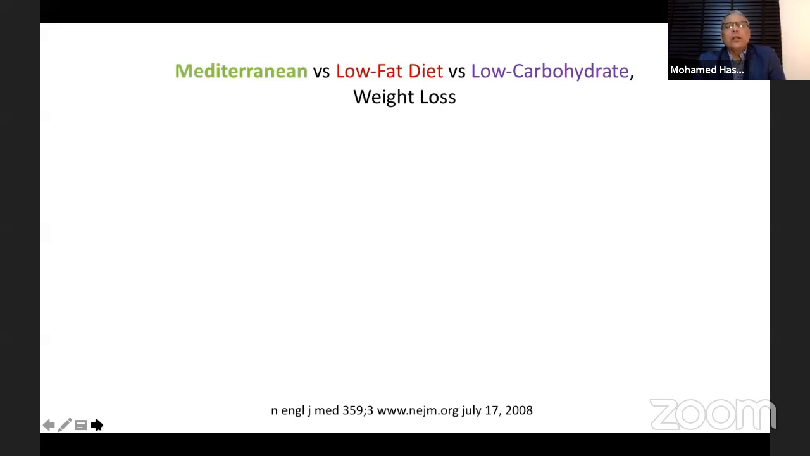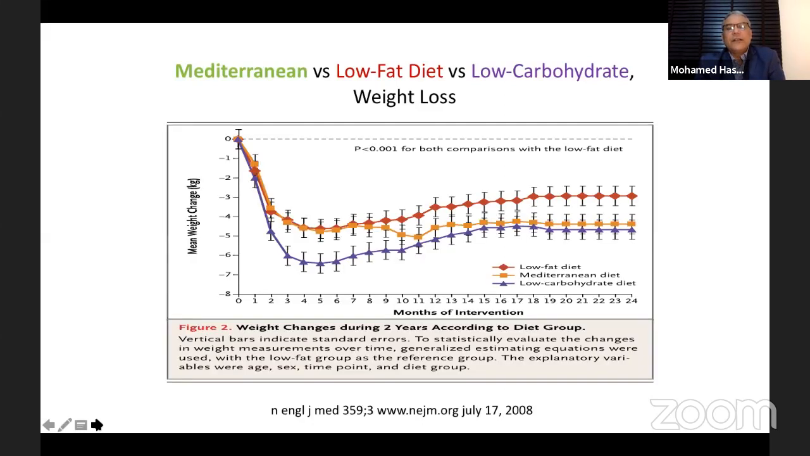When it comes to weight loss, people are not clear whether they should have the Mediterranean diet, the low-fat diet, or the low-carbohydrate diet. And this particular study, published in 2008, that ran over 2 years, clearly show that the low-carbohydrate diet is better for weight loss in comparison with a low-fat diet. The Mediterranean diet was very close to the low-carb diet when it comes to weight loss as well.